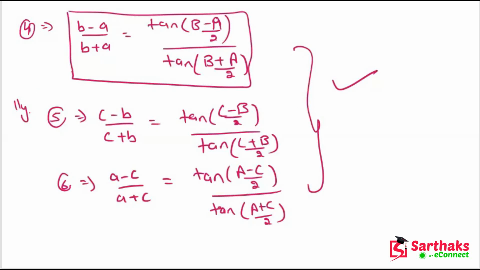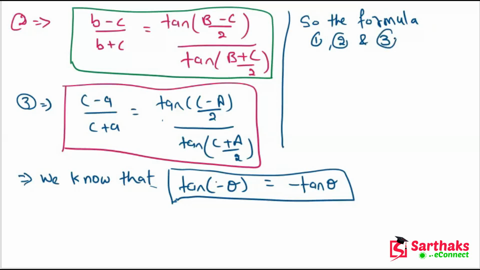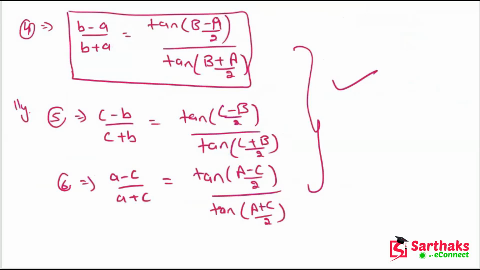So the formulas 1, 2 and 3 are used when a is greater than b, b is greater than c, and c is greater than a. Here I am writing the condition. Then we can use these formulas.